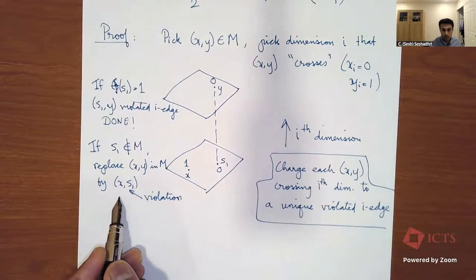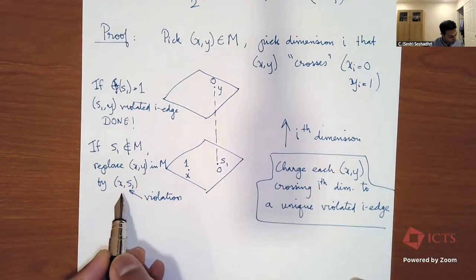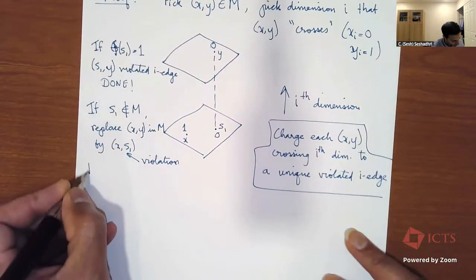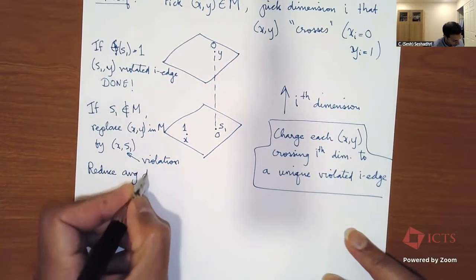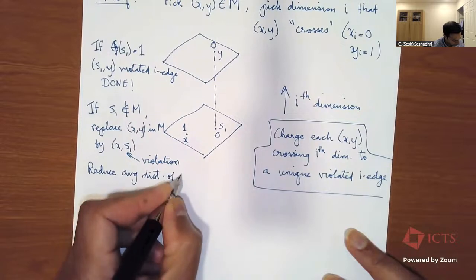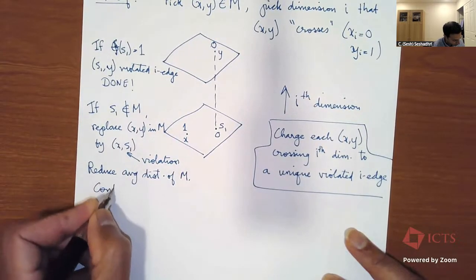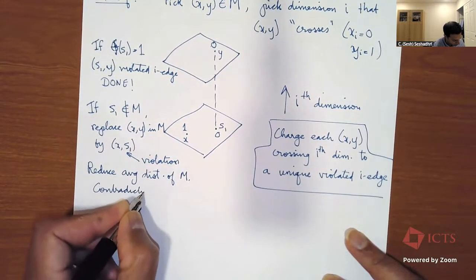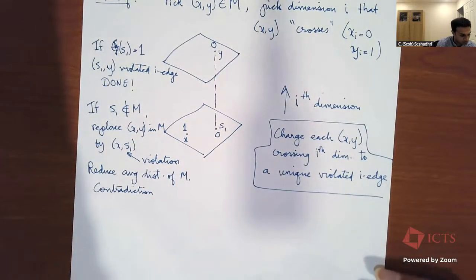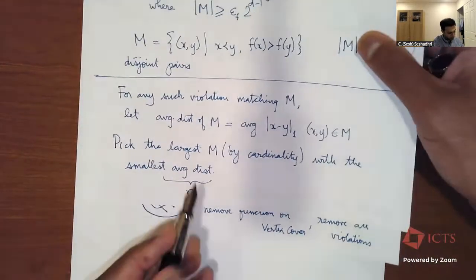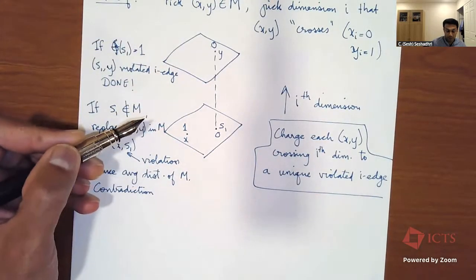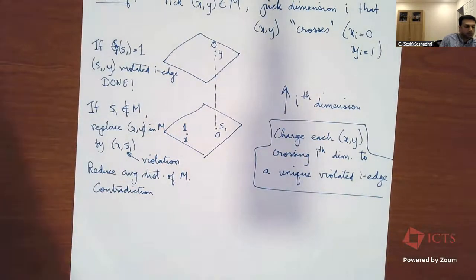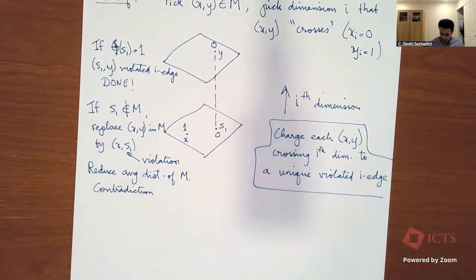I could replace xy in M with xS1 in M, and then I would reduce the average distance of M. That's a contradiction. Why is it a contradiction? Because remember, I picked M with the smallest average distance. So I cannot reduce the average distance. Any questions at this point?